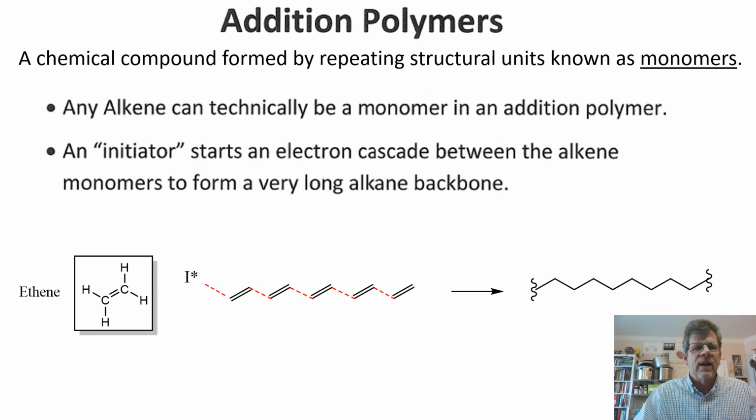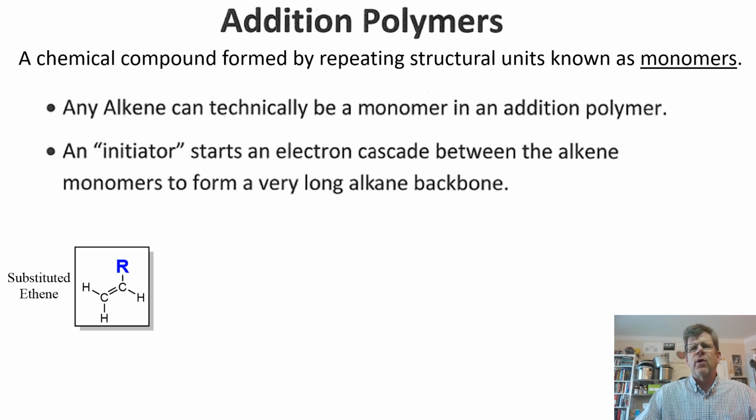But what would happen now if we had a different type of alkene that underwent an addition polymer reaction? What if we had a substituted alkene? What we had in this box before was ethene, the simplest alkene. What if we put a substituent onto one of the carbons? We take away one of the hydrogens and we put on a substituent. This substituent could be an ethyl group, a methyl group, a phenyl group, maybe a halogen or something like that.